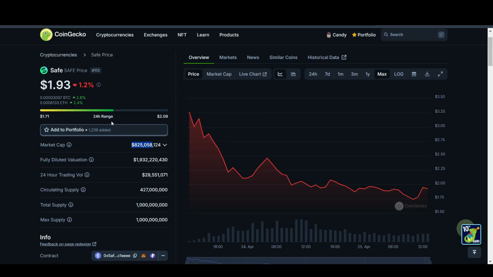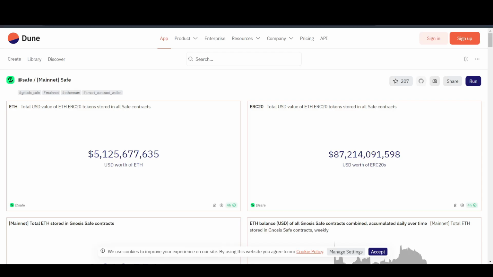As for this coin, I will discuss at the end of this video what we can expect from it, in my opinion. Looking at their stats, we have pretty good stats. As you can see, this is the total USD value of Ethereum and ERC tokens stored in all of the Safe contracts, which is over 5.1 billion, which is a pretty big amount.